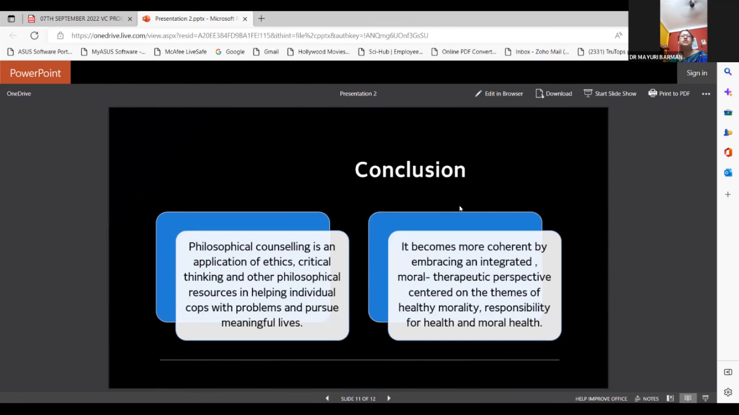In conclusion, I can say that philosophical counseling is an application of ethics, critical thinking, and other philosophical resources in helping individuals cope with problems and pursue meaningful lives. It becomes more coherent by embracing an integrated moral therapeutic perspective centered on the themes of healthy morality, responsibility for health, and moral health. Thank you, sir.